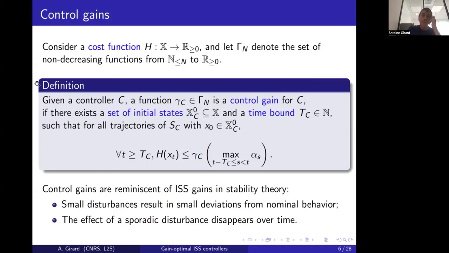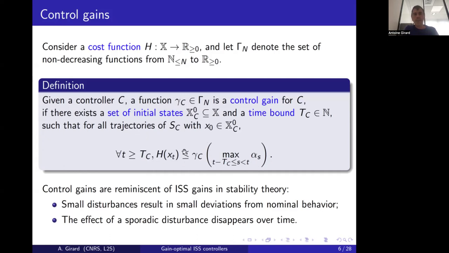So now I consider the following definition. So let's say I have a controller C. So function gamma C is a control gain for my controller if there is a set of initial states and a time bound such that for all the closed loop trajectories starting in the set of initial states, after the time bound, then the cost h of x of t will be bounded by gamma C, so the control gain evaluated on the maximum disturbance over a bounded time interval. Right? So here I take the maximum of alpha s on a time interval of length tC.